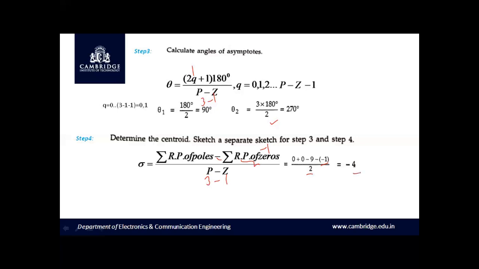Now, making use of step number 3 and 4, with centroid as the center of the asymptotes, we have to plot the angle of asymptote, one at 90 degree and the other at 270 degree.